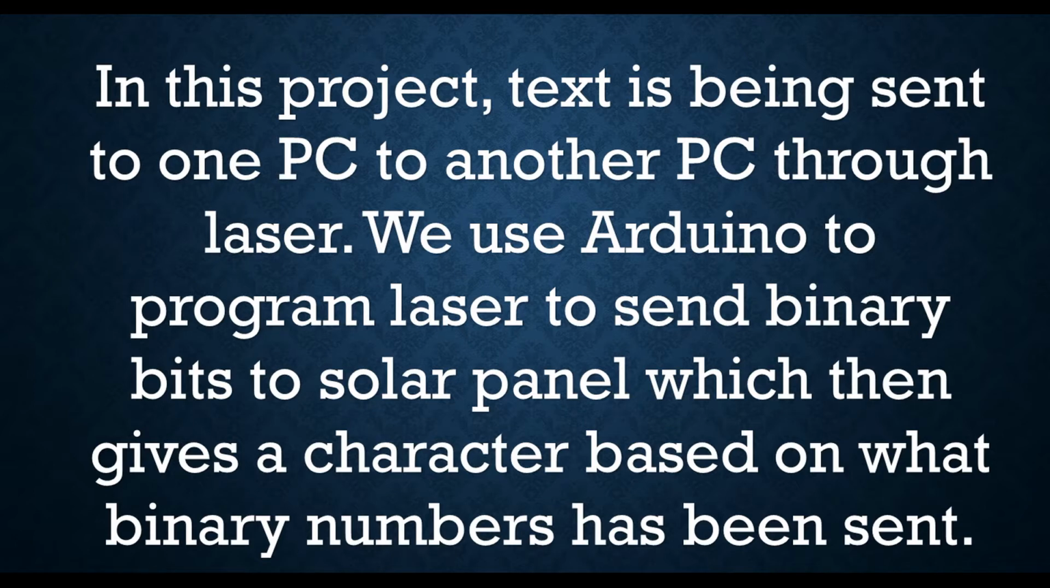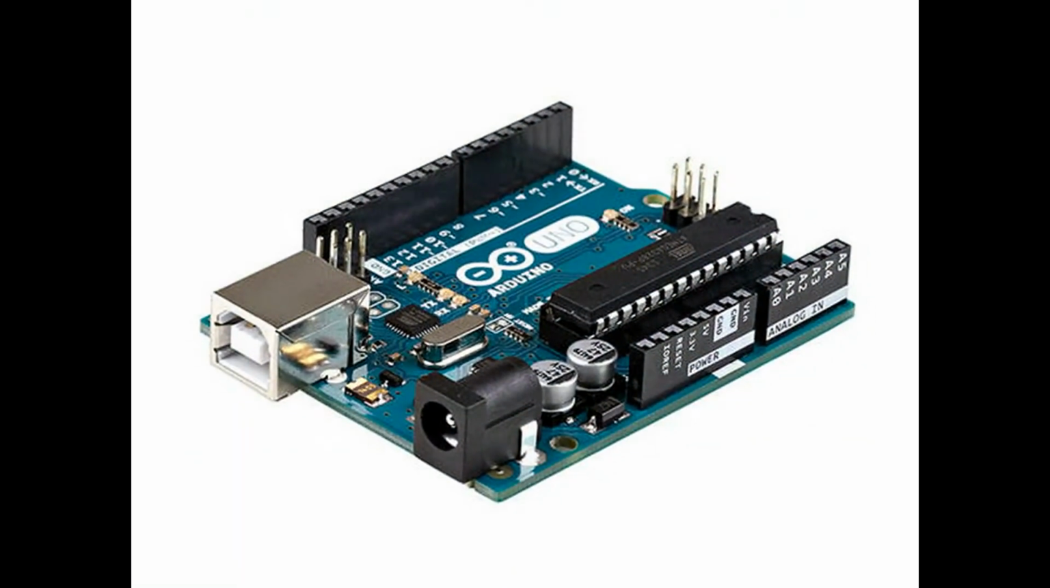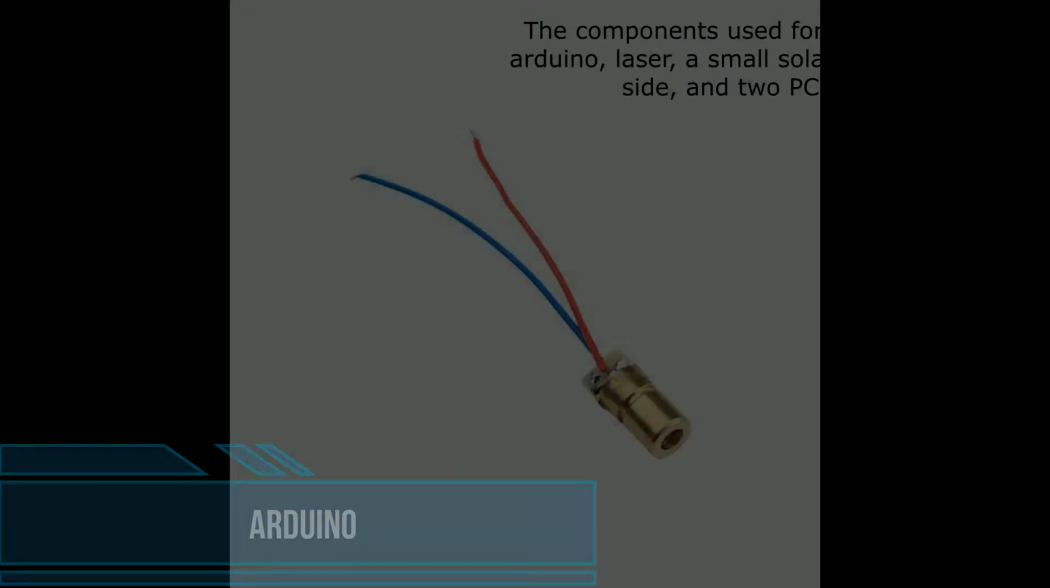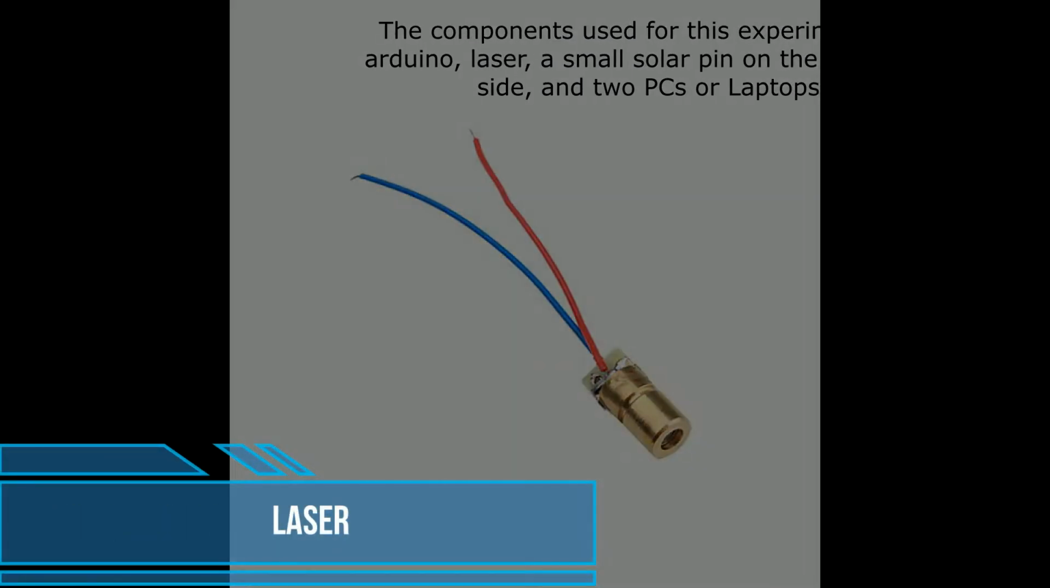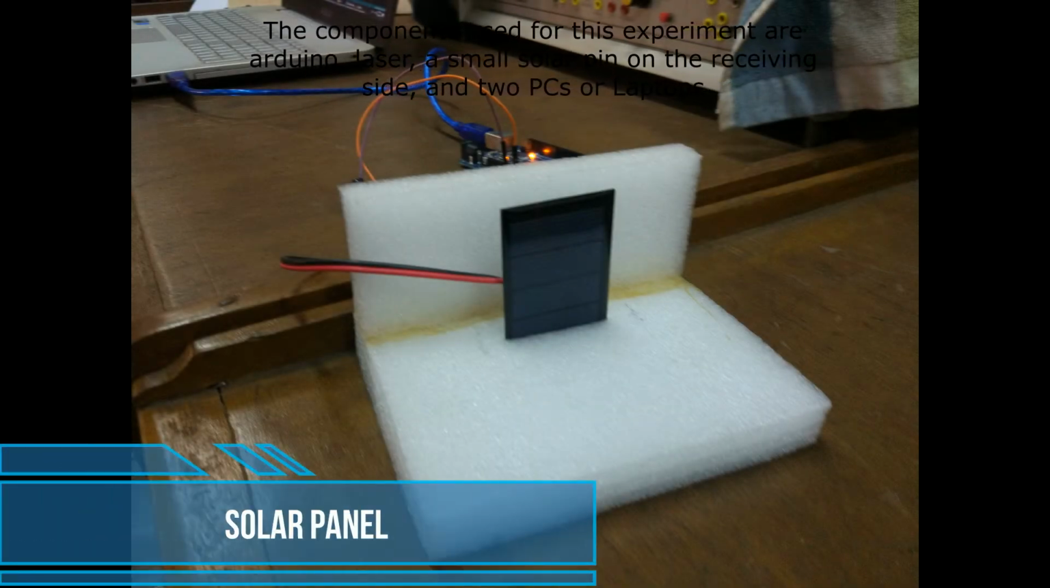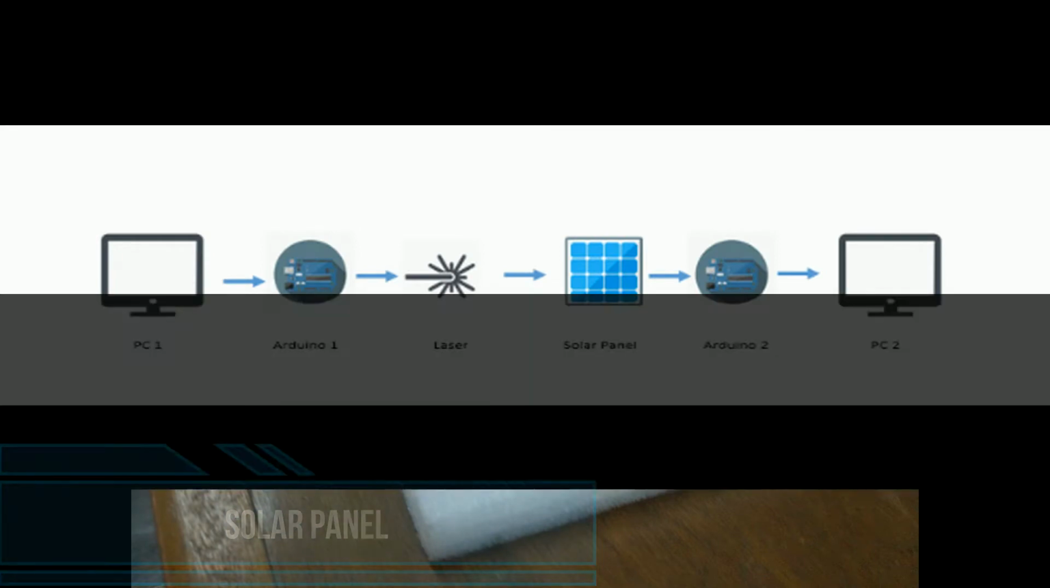In this project, text is being sent from one PC to another PC through laser. We use Arduino to program the laser to send binary bits to a solar panel, which then gives a character based on what binary numbers have been sent. The components used for this experiment are Arduino, laser, a small solar panel at the receiving side, and two PCs or laptops.